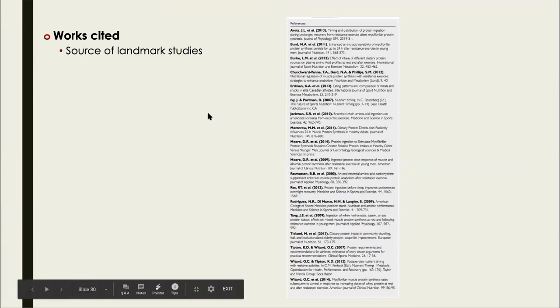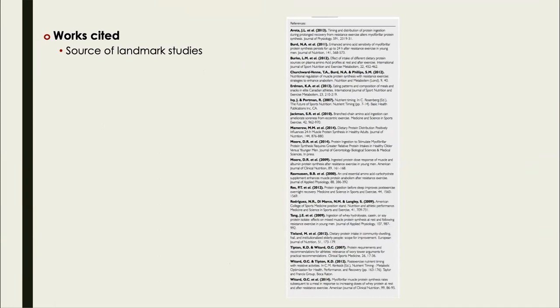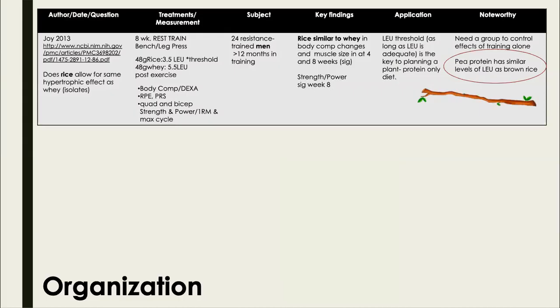Okay, and then after that, they'll always have a works cited. Every journal has different formats for citations and references, but this will always come at the end. These are just all of the references that they used for their article.